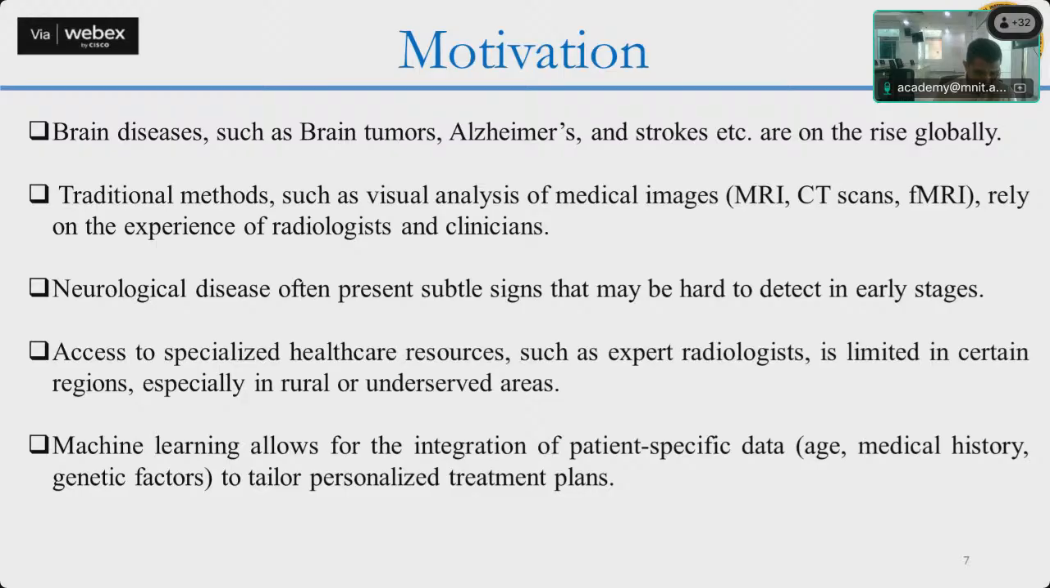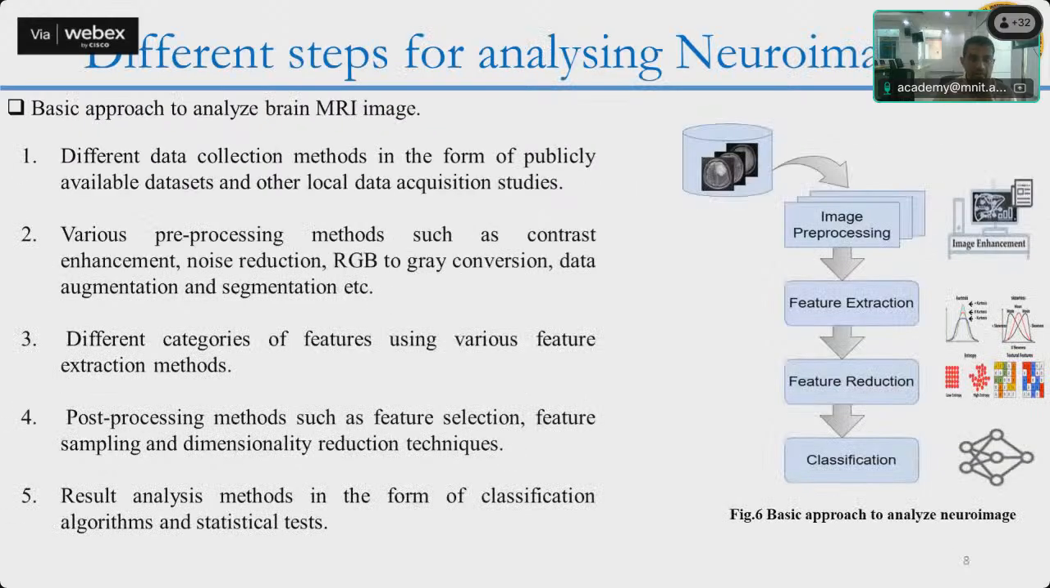Machine learning allows for integration of patient-specific data to tailor personalized treatment plans. What are the different steps for analyzing the neuroimage? There are different data collection methods, in the form of publicly available datasets and other local data acquisition studies. Various pre-processing methods are there, such as contrast enhancement, noise reduction, RGB to gray conversion, data augmentation and segmentation.